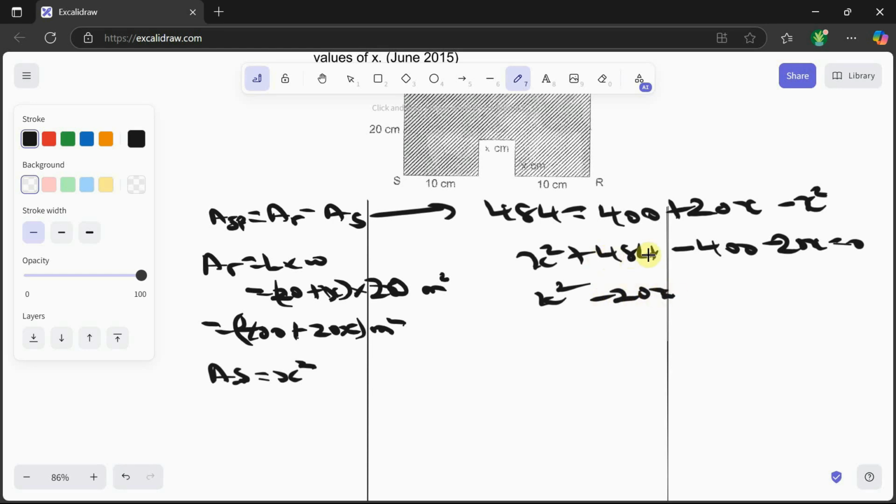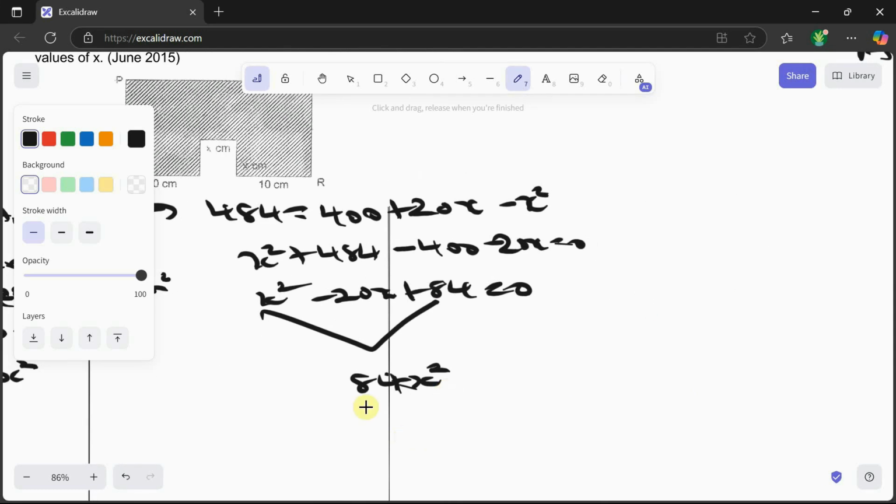Then plus 484 minus 400 gives plus 84 is equal to 0. So if I do these two together, that will be 84x squared. So I need to find two values that multiply to give 84x squared and add to give minus 20x. So I have 84, 2 into 42, 2 into 21, 3 into 7, 7 into 1.